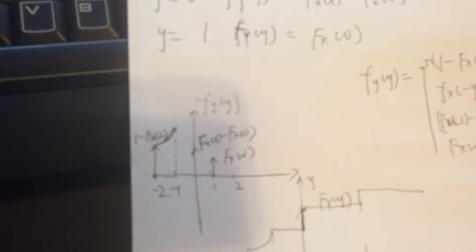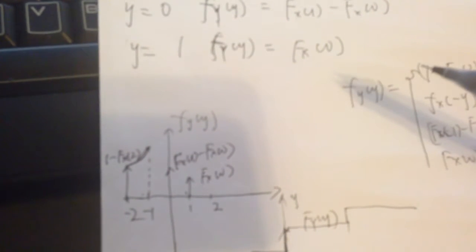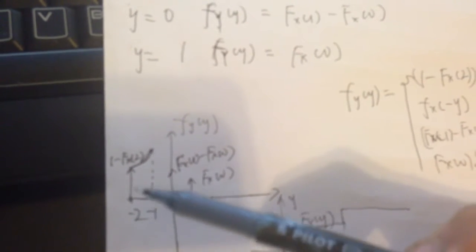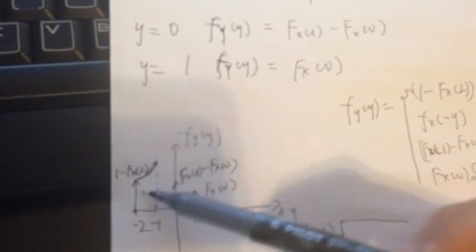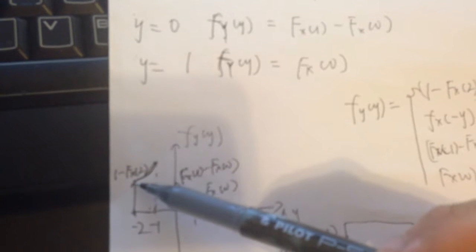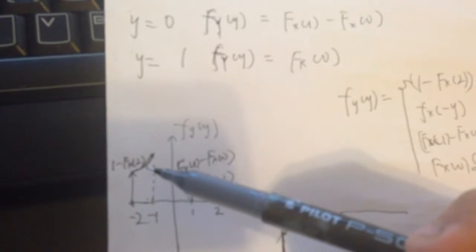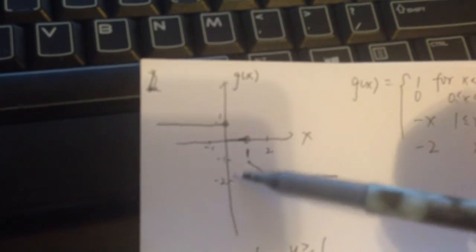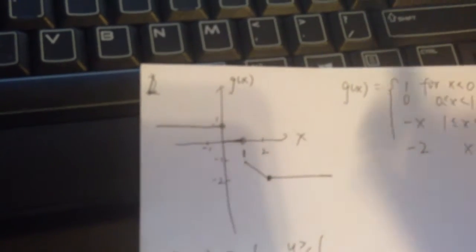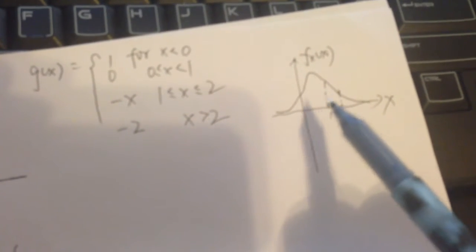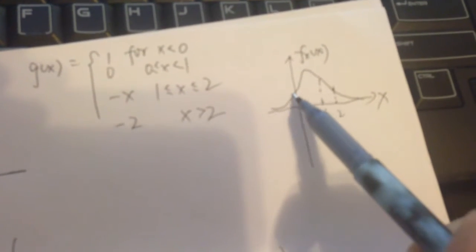So then we need to draw the fx of x. But no, we need to draw the fy of y. When y is minus 2, the fy of y is 1 minus fx2. So here is 1 minus fx2. And when y is between minus 2 and minus 1, the x is between 1 and 2. So here, you see that x is between 1 and 2. The fx of x should be like this.